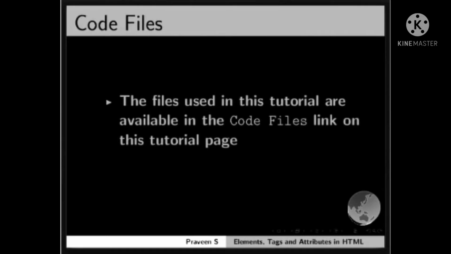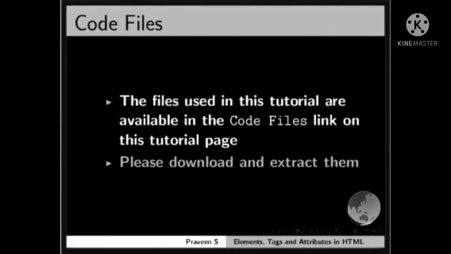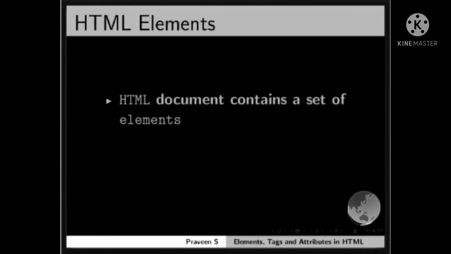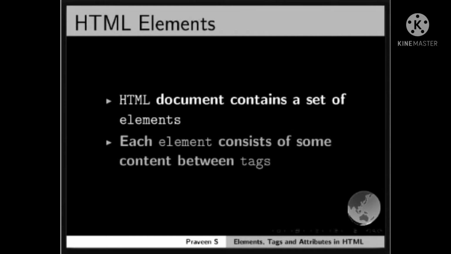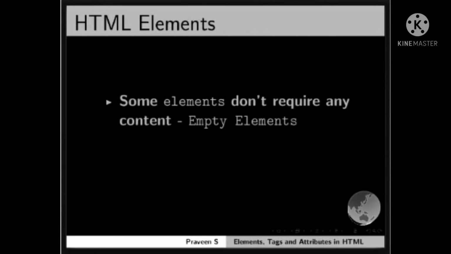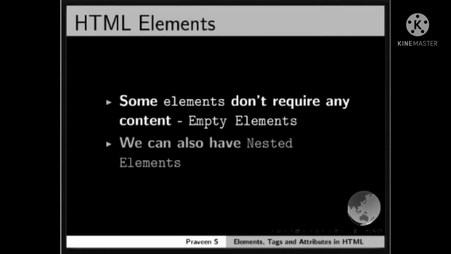The files used in this tutorial are available in the code files link on this tutorial page. Please download and extract them. An HTML document contains a set of elements. Each element consists of some content between tags. Some elements don't require any content. These are called empty elements. We can also have nested elements.